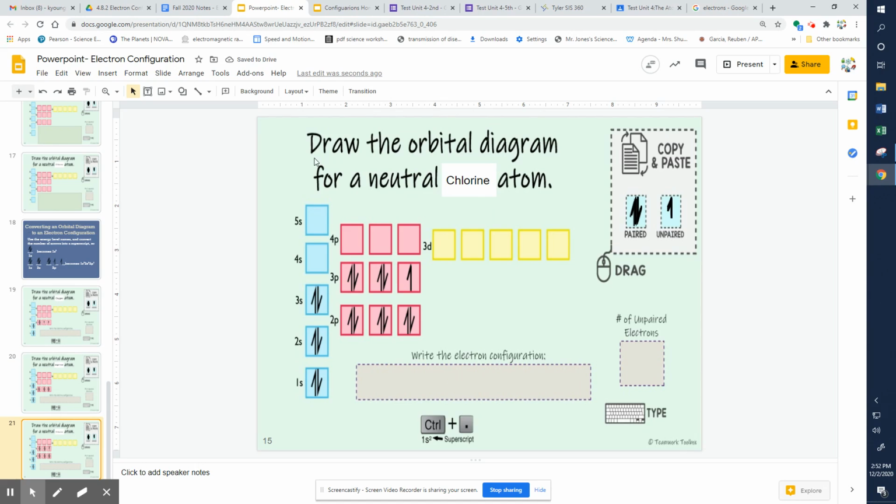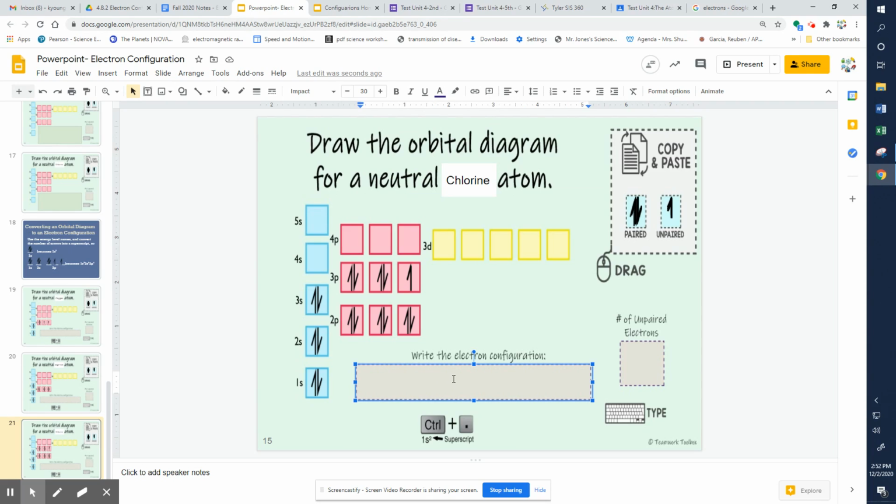Last but not least, we have draw the orbital diagram and write the electron configuration for chlorine. So same thing, we're just filling in here 1s2, 2s2, 2p6, 3s2, 3p. How many electrons are in the 3p? There are 5. And we are done.